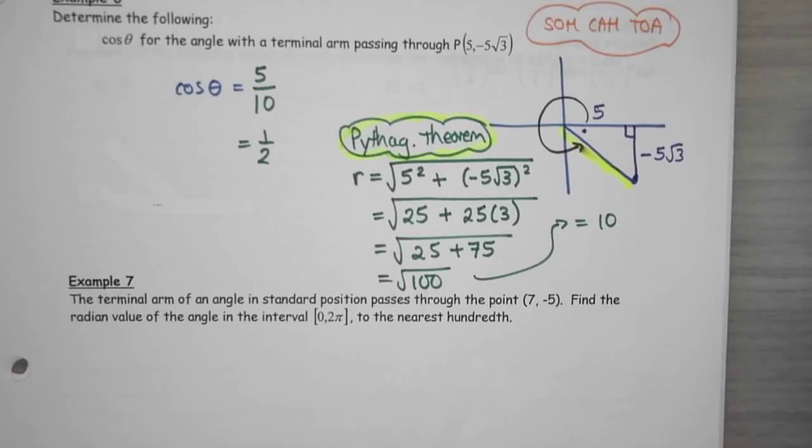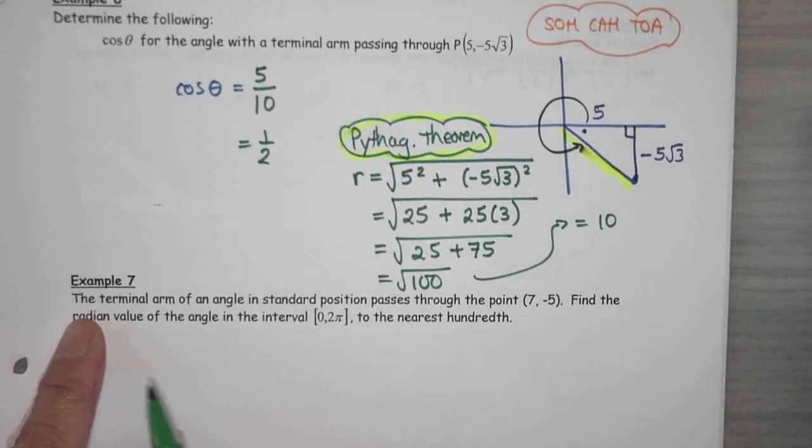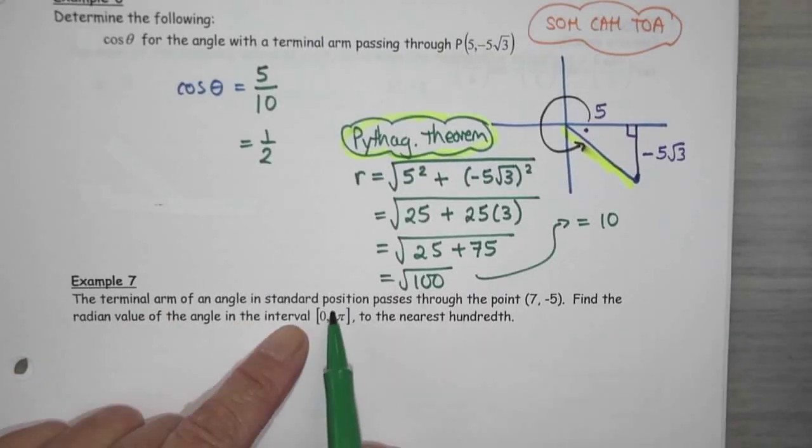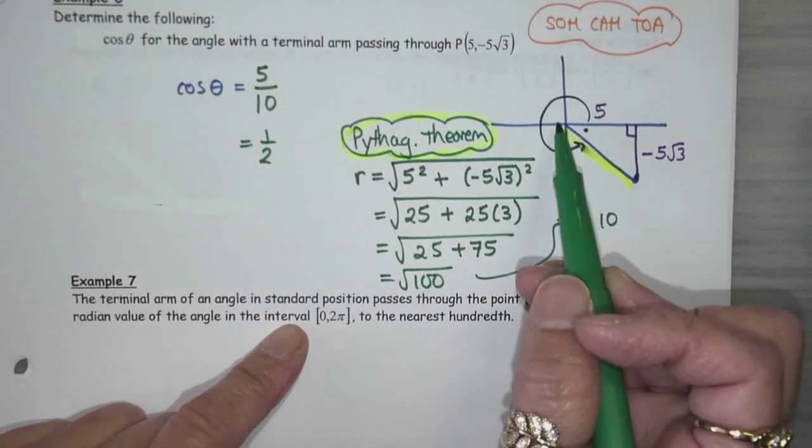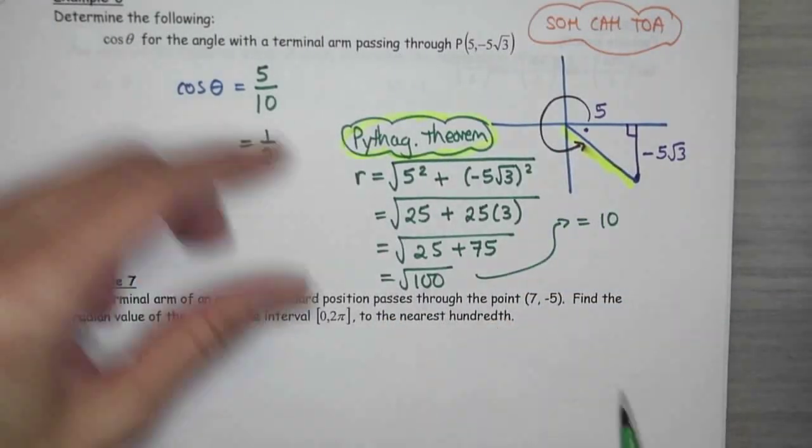And another one. Terminal arm in standard position passing through the point. It's getting repetitive, so hopefully you're like, you do too many examples, you worry too much. So I'm just doing another one. Just make sure you can read through and see what I'm asking and what we're given. So we have a terminal arm of an angle in standard position, which again means it's at the origin, facing out, passing through the point 7, 5.